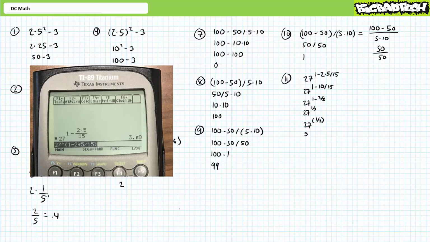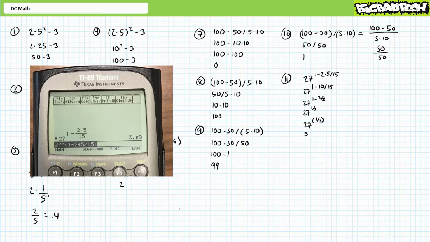The next couple of problems are actually pretty difficult. We've got 27 raised to some operation, where again that operation could be enclosed in parentheses given the way it's written. The order of operations dictates that the multiplication on the left-hand side comes first. 2 times 5 is 10. Now we divide 10 by 15. 1 minus 2/3 yields 27 raised to the 1/3 power.